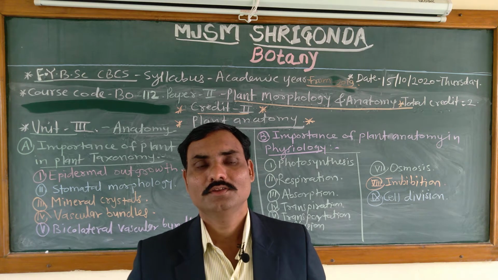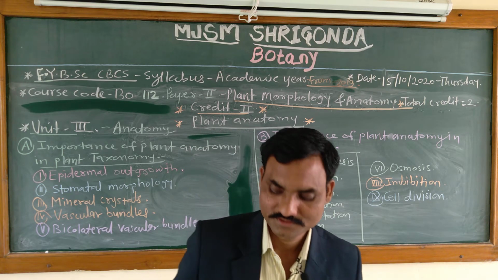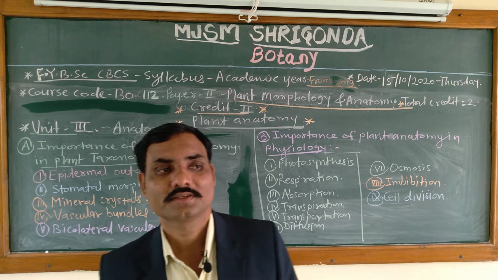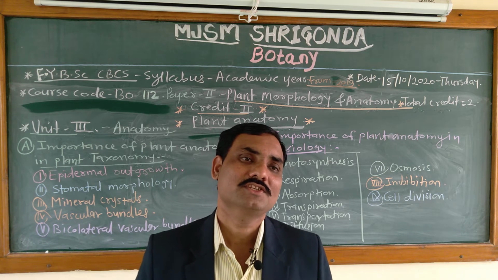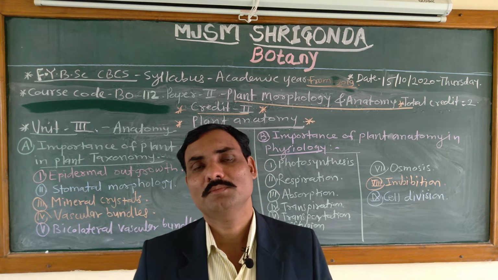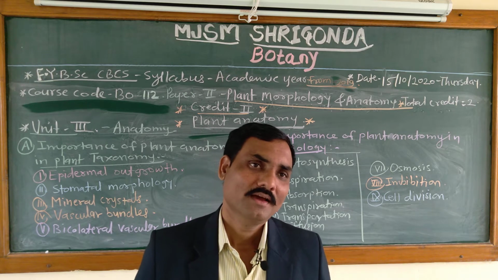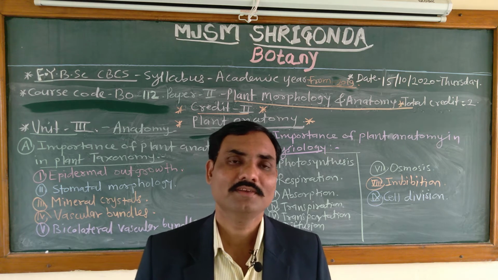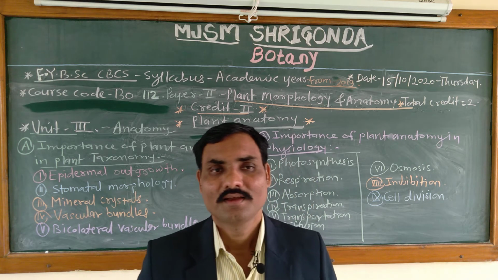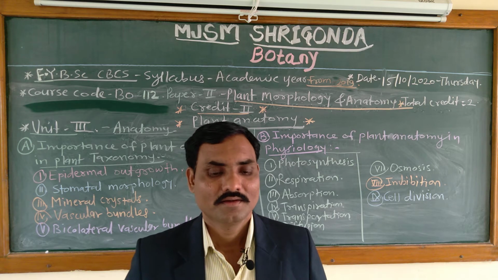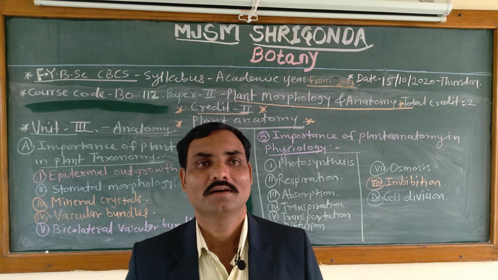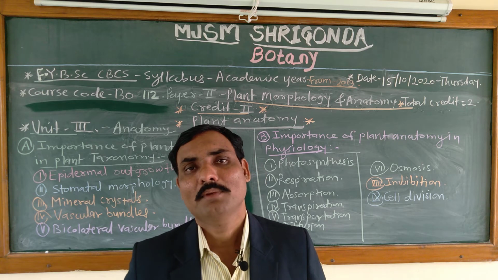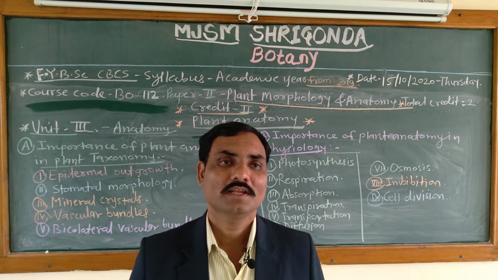and in this university the syllabus is a CBCS pattern, that is choice based credit system. In that choice based credit system there are 2 credits in each semester for each paper, and the third paper is for practical, and the theory paper is for 35 marks, and our FYBSc paper number 2 is there. Plant morphology and anatomy is the name of that paper.